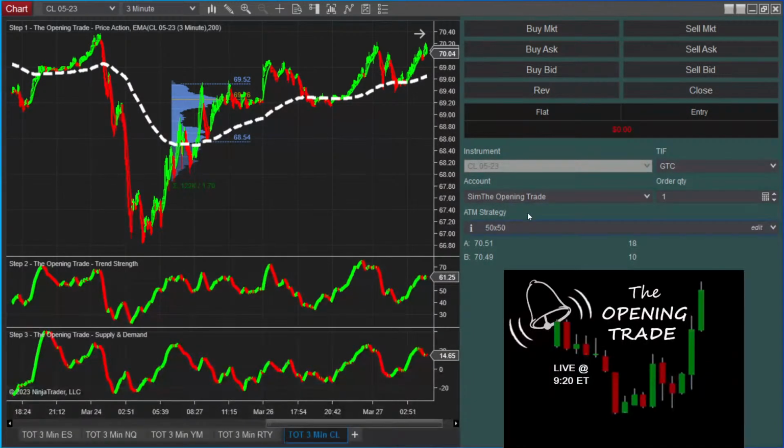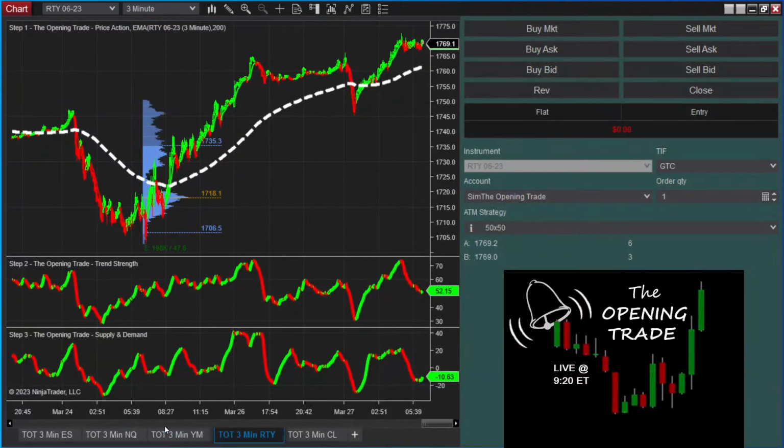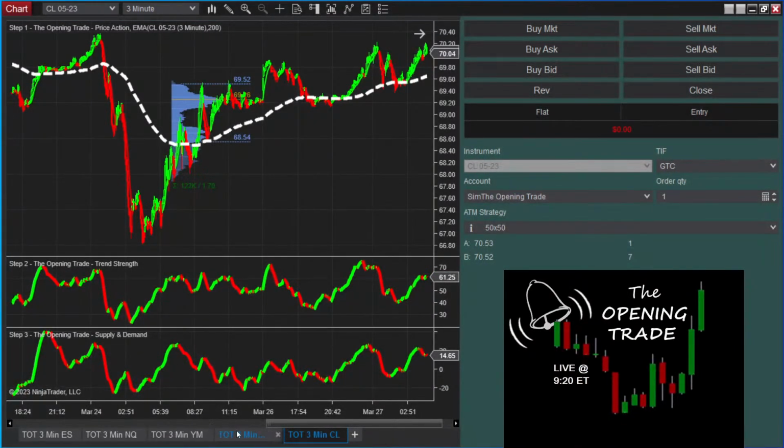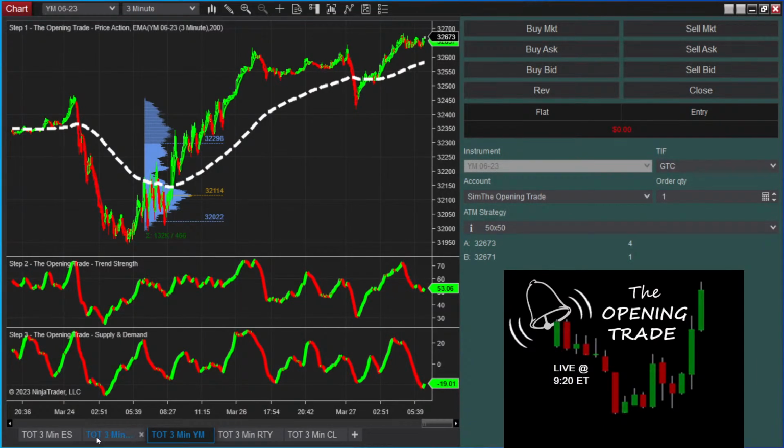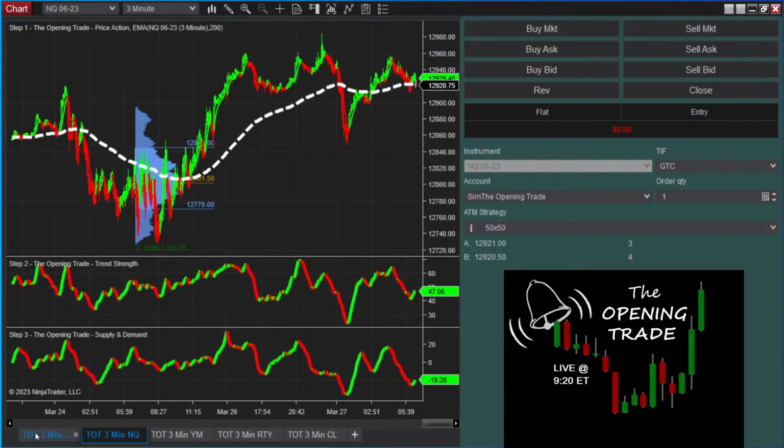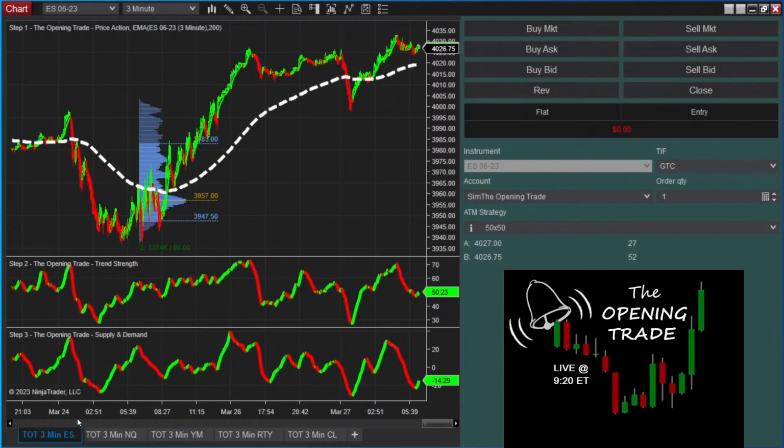Okay, so I scrunched down the chart so that we could see what happened over the weekend. So here we go. This is crude oil, Russell, Dow, NASDAQ, and S&P 500.